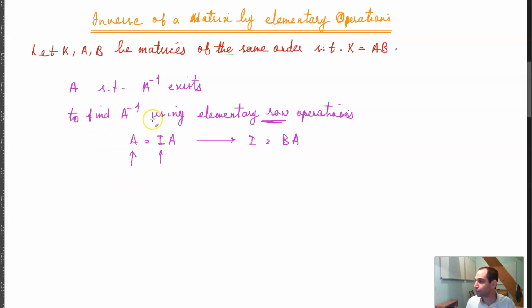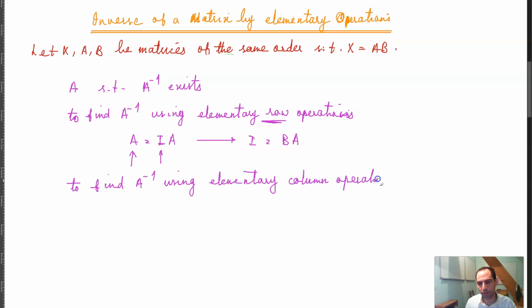On the other hand, if you wish to find A inverse using elementary column operations, you need to write A is equal to A times I, so that A becomes the first matrix... rather, so that I becomes the second matrix, and then you can do the column operations on A and on AI, actually. Has to be AI.